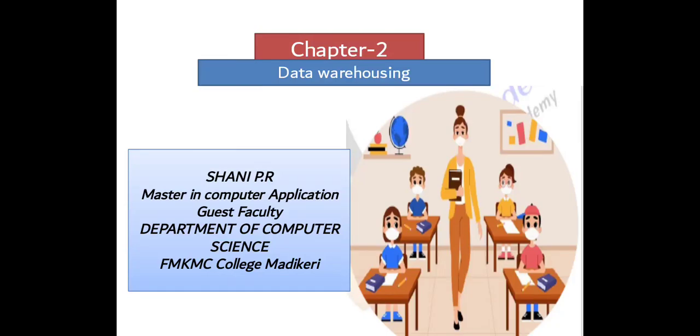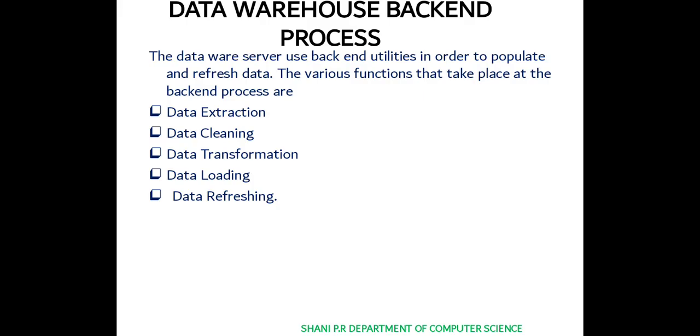Hello students, in the previous class we had looked into the OLAP engine. So today we can look into the data warehouse backend process. The data warehouse server uses backend utilities in order to populate and refresh the data. So the backend process is mainly used to populate and refresh the data.